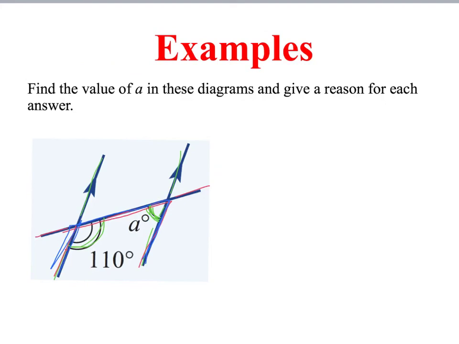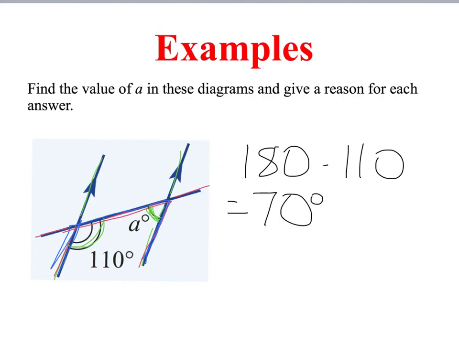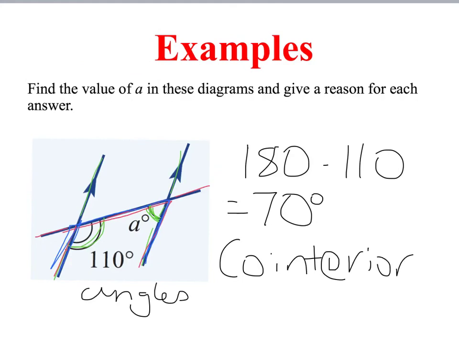So if I've already got one that's 110, the other one must be 180 subtract 110, which equals 70 degrees. Why does it equal 70 degrees? Because cointerior angles add to 180. Remember, they only have a special relationship, so they only add up to 180 when my lines are parallel. And that's it, guys. That's all of the examples.